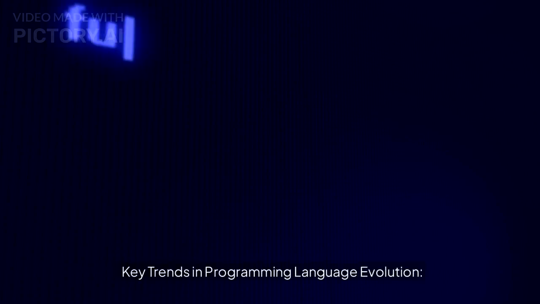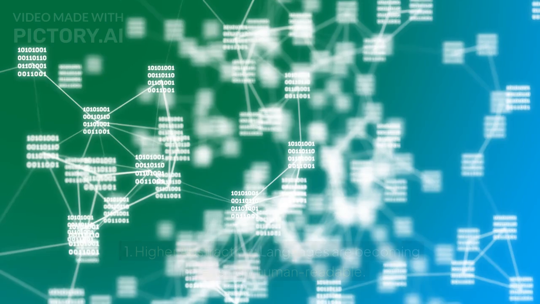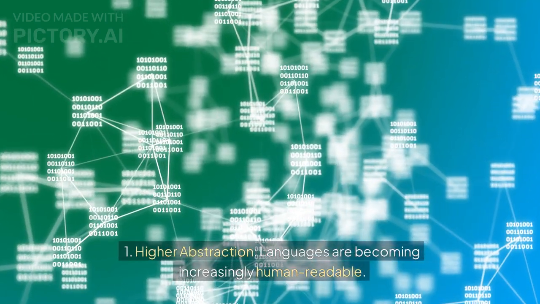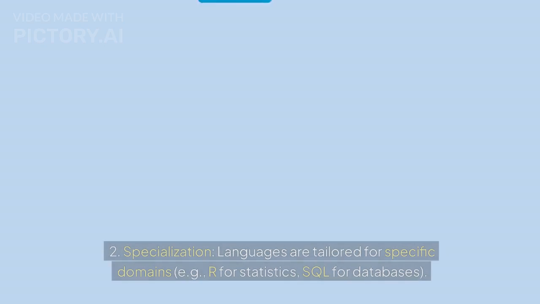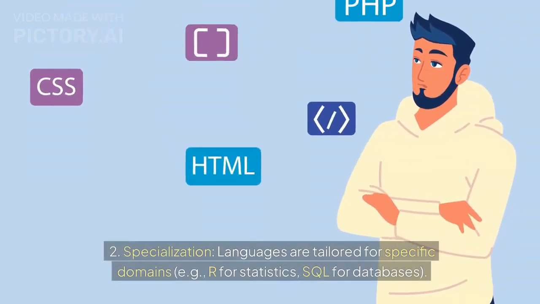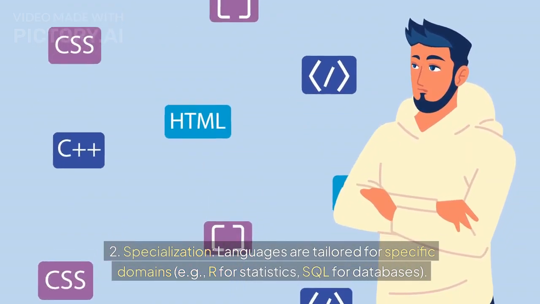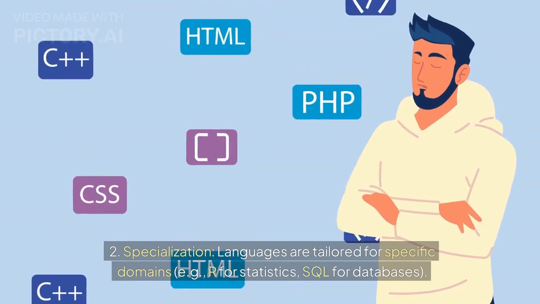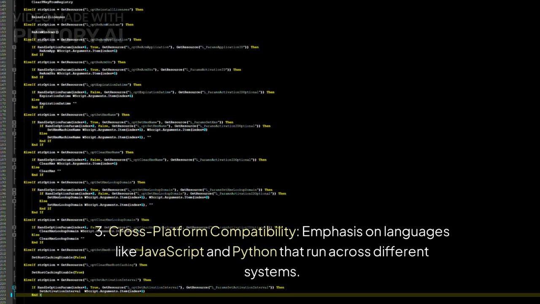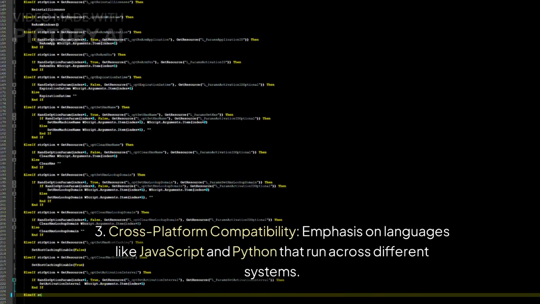Key trends in programming language evolution. 1. Higher abstraction. Languages are becoming increasingly human-readable. 2. Specialization. Languages are tailored for specific domains, e.g., R for statistics, SQL for databases. 3. Cross-platform compatibility. Emphasis on languages like JavaScript and Python that run across different systems.